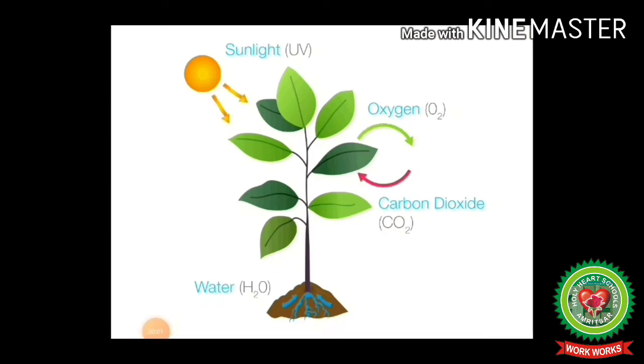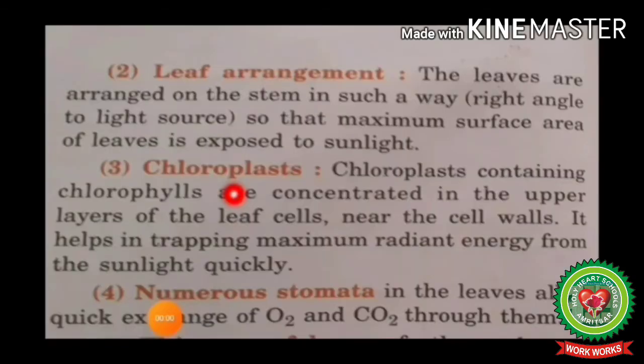In this picture, you can see the leaves are arranged on the stem in such a way so that maximum surface area of leaves is exposed to sunlight. Third adaptation is chloroplast. Chloroplasts containing chlorophylls are concentrated in the upper layers of the leaf cells, near the cell walls. It helps in trapping maximum radiant energy from the sunlight quickly.